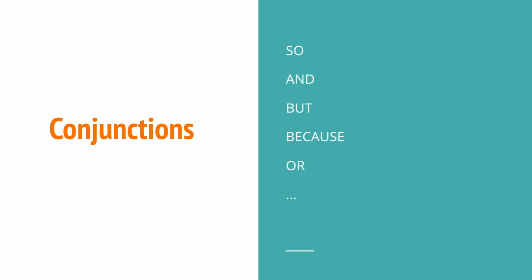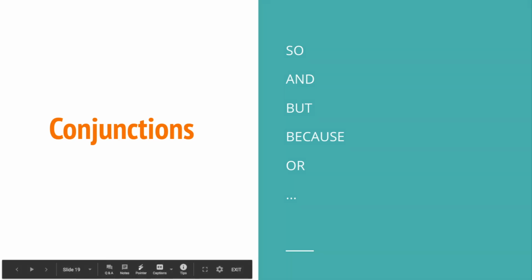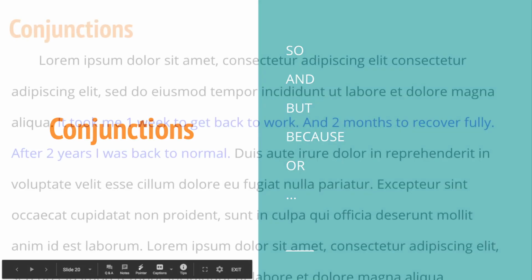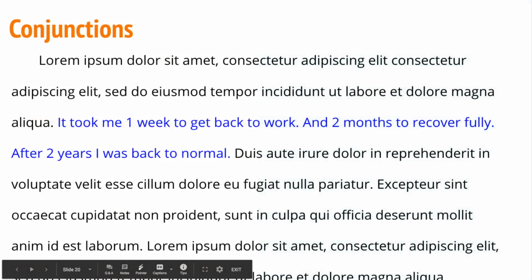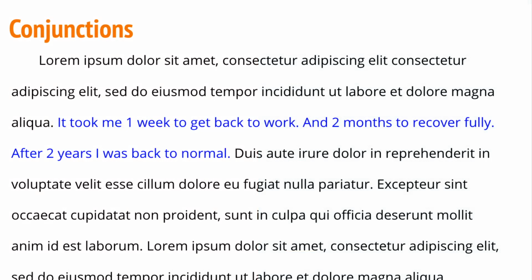Next, let's think about conjunctions. So how are we connecting our sentences? Let's have a look at our blue sentences again. Okay, so I'll give you a moment just to read it and think about how we could improve the sentences using these conjunctions.